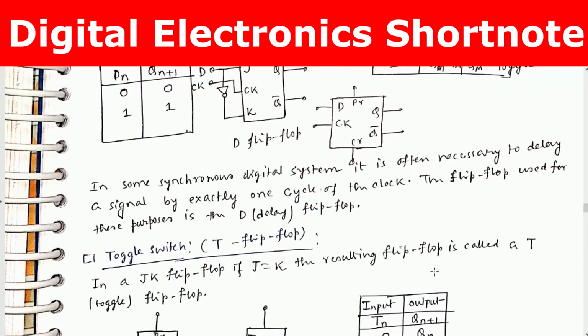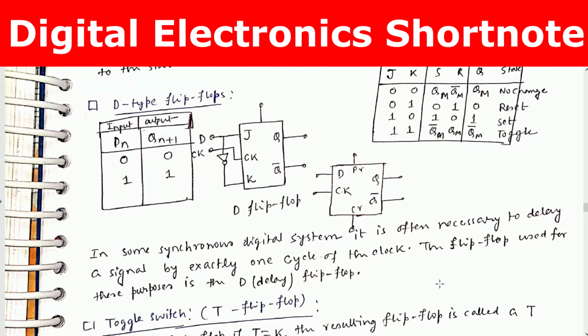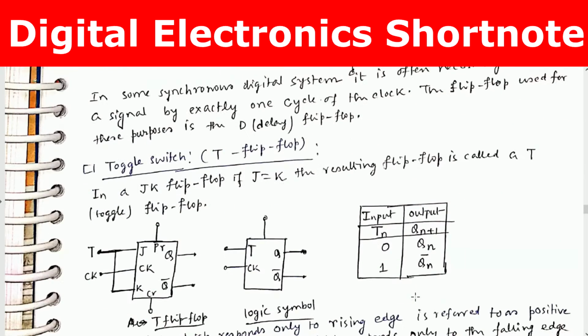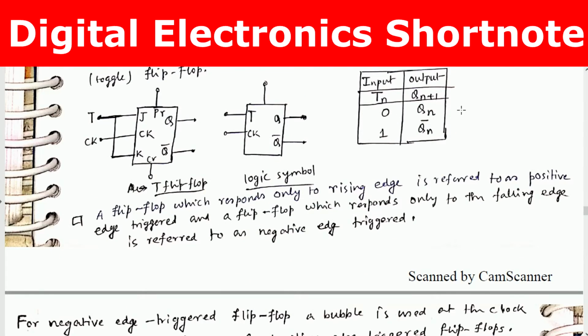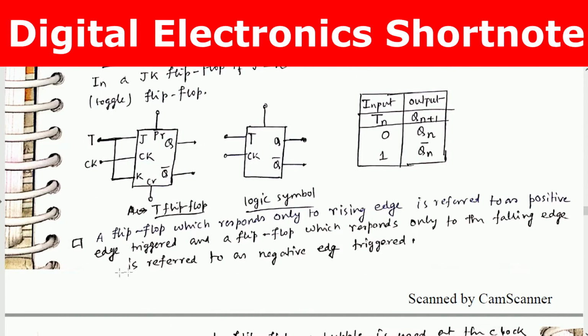In some synchronous digital systems, it is often necessary to delay a signal by exactly one cycle of the clock. The flip-flop used for this purpose is called a delay flip-flop. Toggle flip-flop or T flip-flop: in a JK flip-flop, if J equals K, the resulting flip-flop is called a T (toggle) flip-flop. This is the output, and this is the truth table.